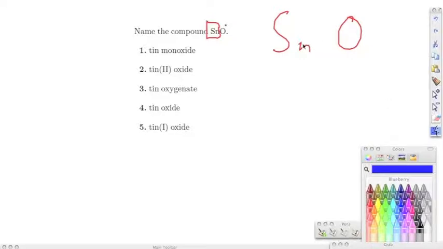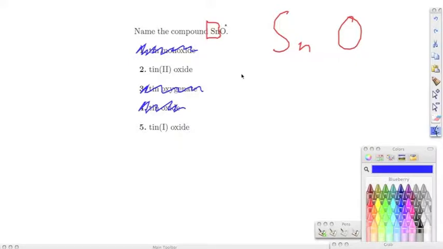Okay, so we have tin and oxygen would be oxide. Now the trick here is, since tin is a D block metal, it has to have a Roman numeral. Anytime you have a D block metal, it has to have a Roman numeral. So you can automatically just look at our answers, and that's not right, that's not right, and that's not right, because it doesn't have a Roman numeral. Now the Roman numeral, remember, it only goes for D block metals. So we have two options. We have tin(II) oxide or tin(IV) oxide.